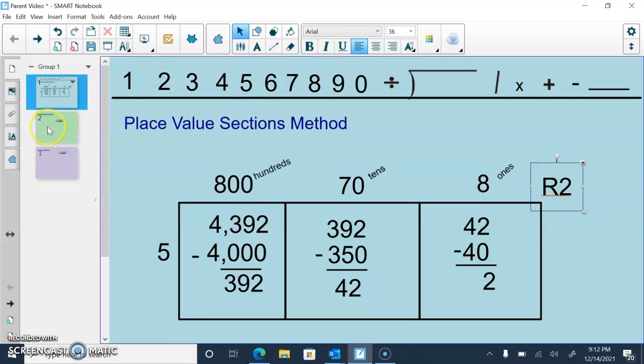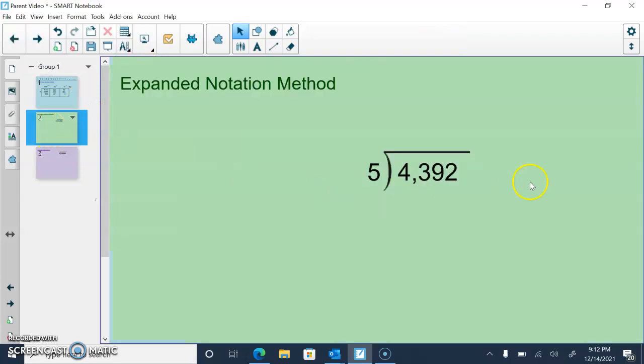The next way I'm going to show you is called expanded notation method. And again, some students are using this. They like this. It makes sense to them. So again, they keep doing it to get the right answers. It's the same problem. So that'll help us to save some time. We know that 5 times, and again, this is place value sections without the drawing, without the rectangle. So we're just going to expand out our place values. That's why it's called expanded notation.